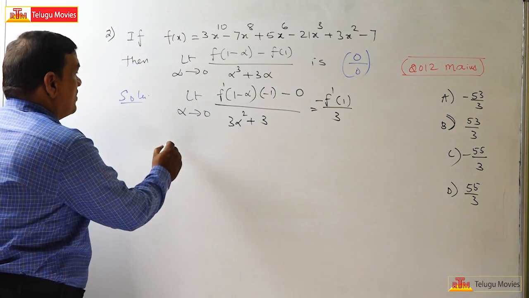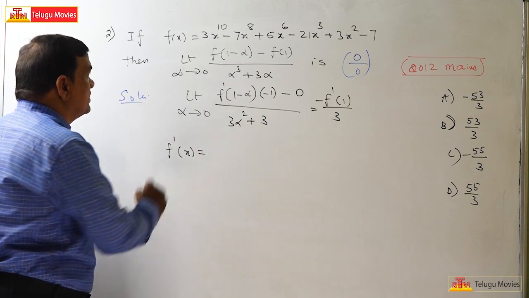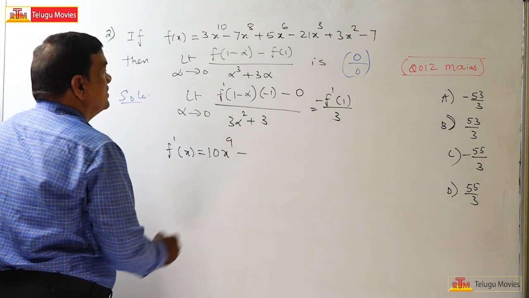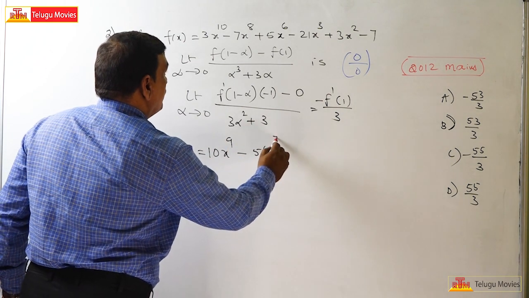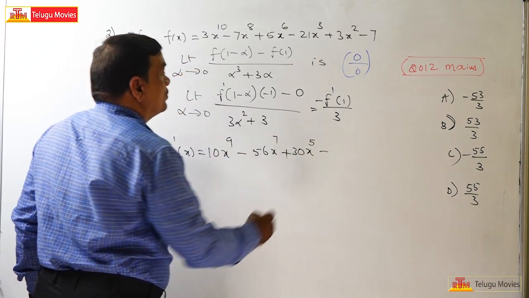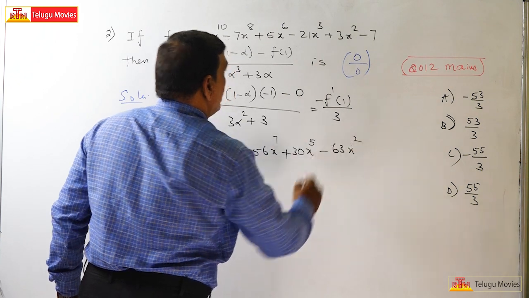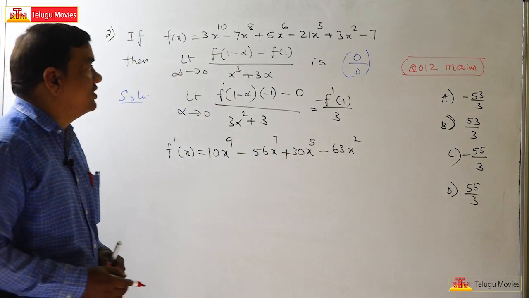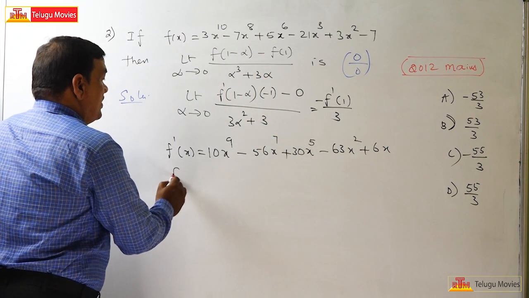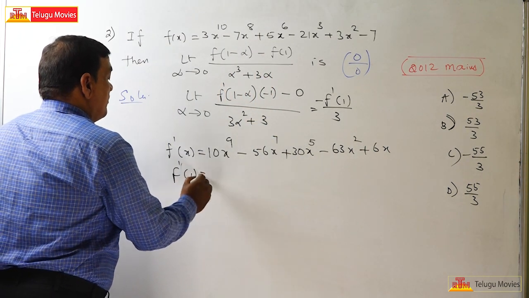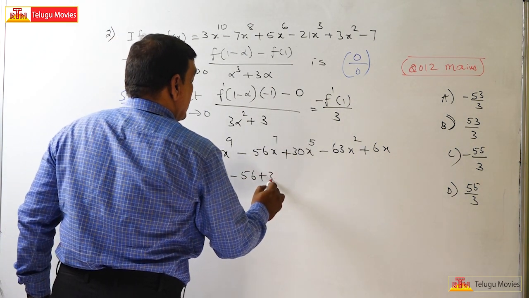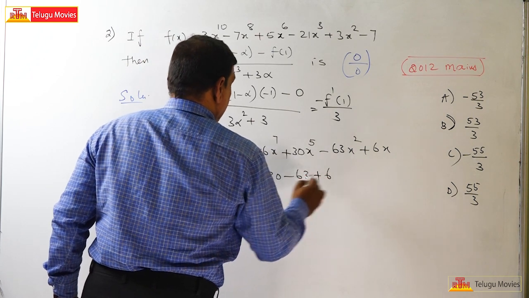Now f dash of 1 means what? First find out f dash of x. So this will become 10x to the power of 9, 7 8s are 56 x to the power of 7, 5 6 are 30 x to the power of 5, minus 63 x square plus 6x. Okay now, f dash of 1, wherever x is there, substitute 1. So this is equal to 10 minus 56 plus 30 minus 63 plus 6.